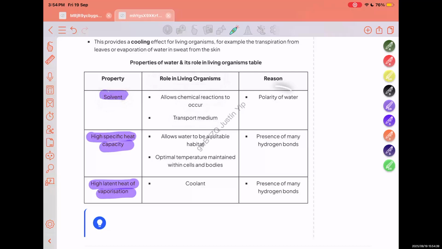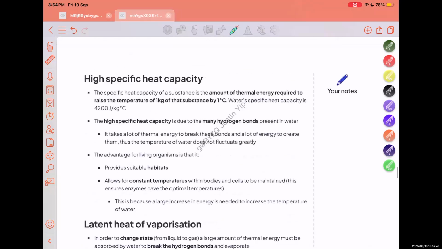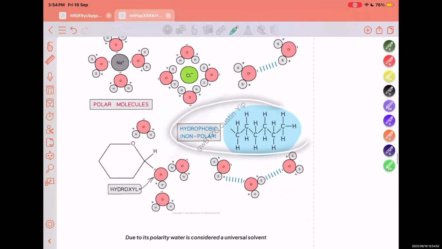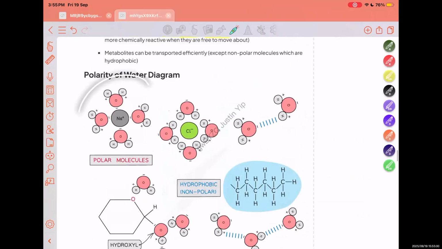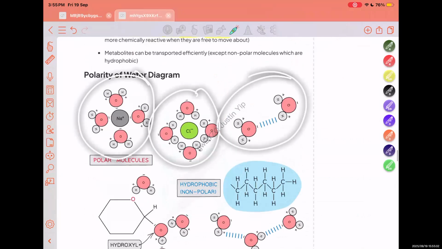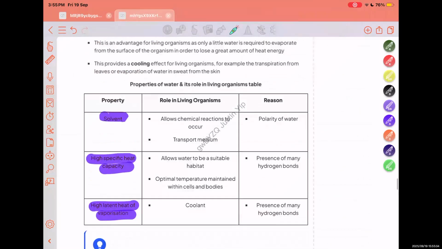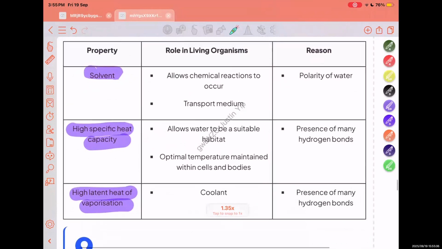Why? Because the polarity of water lets chemical reactions occur. Right? Because you have delta positive and delta negative, they can react with other substances. Unlike hydrophobic or non-polar substances, which cannot form any charge, so they are not so reactive. But these polar things are reactive.